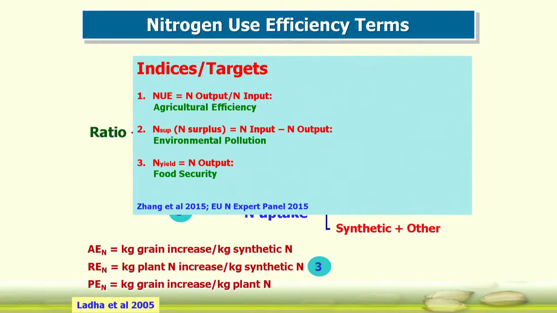Of course, most people use recovery efficiency if they are interested in looking at how much loss is happening. Now, recently, there is a major paper in the journal Nature, and also a European Union expert panel, that simultaneously came out with these 3 indices or targets. One is nitrogen use efficiency, which is the ratio of total nitrogen output to total nitrogen input. So here it has to be total nitrogen, synthetic as well as other sources. The second index, which reflects environmental pollution, is nitrogen input minus nitrogen output. So whatever is surplus is assumed to be lost. And the third one is total yield or total nitrogen yield, which indicates food security.